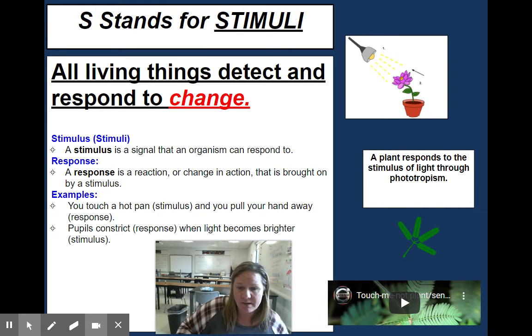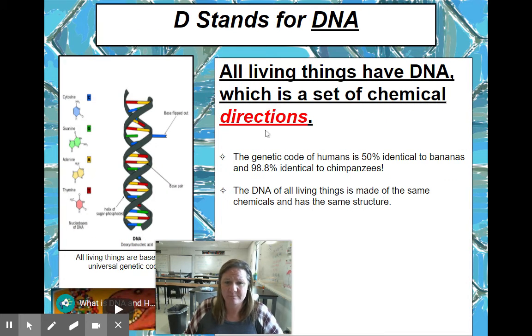If you set your hand on a hot burner, hopefully you'll pull your hand away. The hot burner is the stimulus. Your response is pulling it away. All living things can respond to some kind of a stimulus. They might not respond to every stimulus, but they will detect change in their environment and be able to respond to it. So we'll be talking about this more throughout many of our chapters.